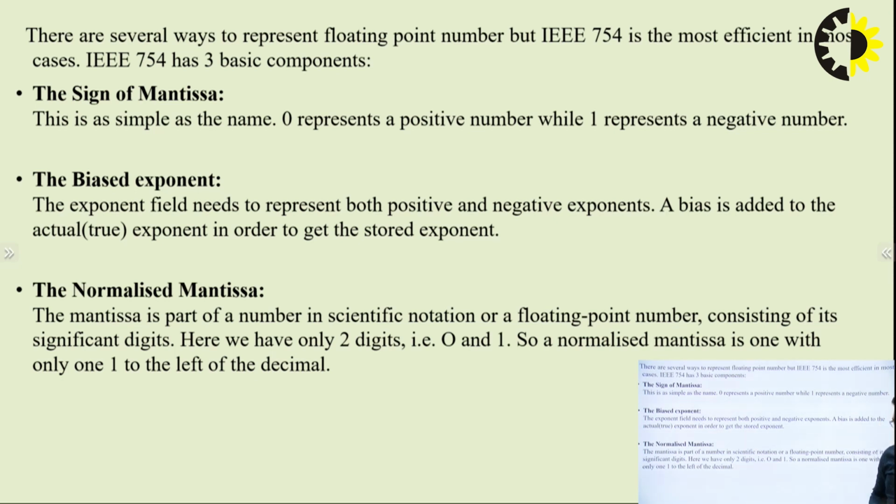The biased component, or we can also call it the true component, is needed to represent both positive and negative exponents. A bias is added to the actual exponent in order to get the stored exponent. This will give us a positive value only, so with the help of this we will always get a positive number. And last is the normalized mantissa. In a normalized mantissa, there is only one digit to the left of the decimal point. We will learn these things in detail.